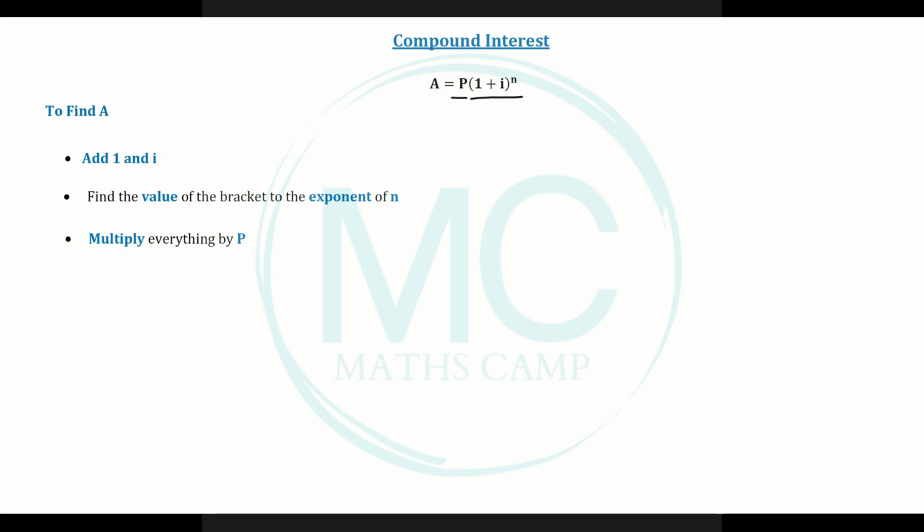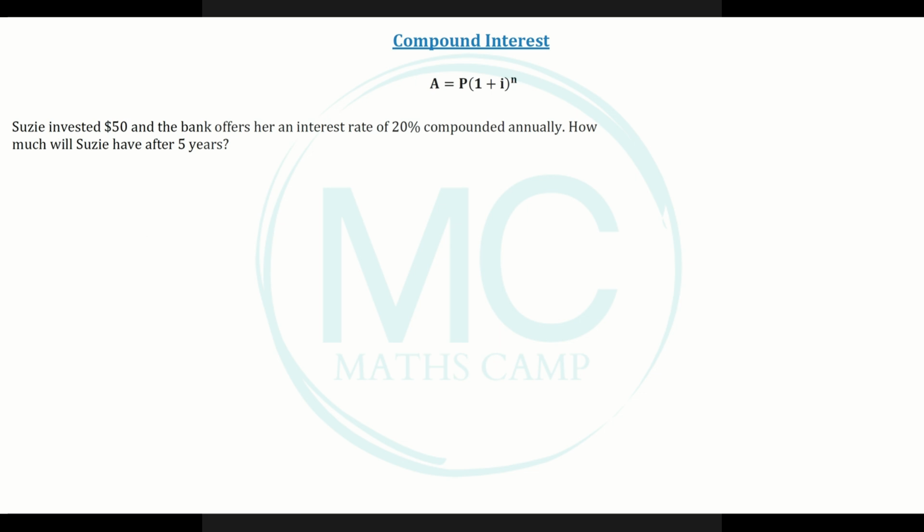Let's look at some examples. Susie invested $50 and the bank offered her an interest rate of 20% compounded annually. How much will Susie have after 5 years? The question is asking us to find how much Susie will have at the end of her investment. We are looking for the accumulated amount, so we need to solve for A. Let's find our P, i, and n values.